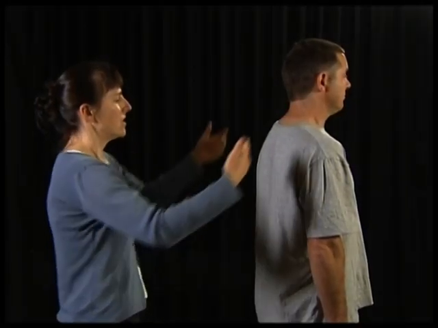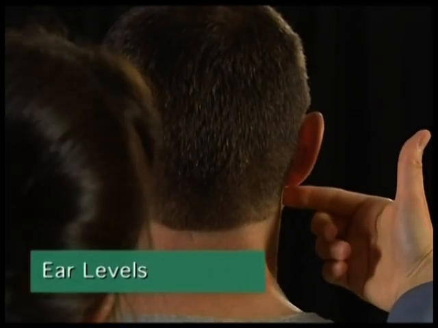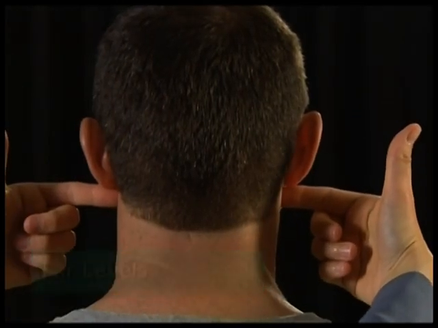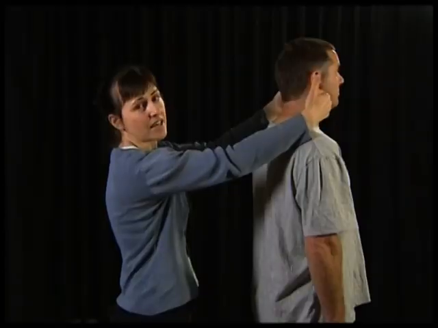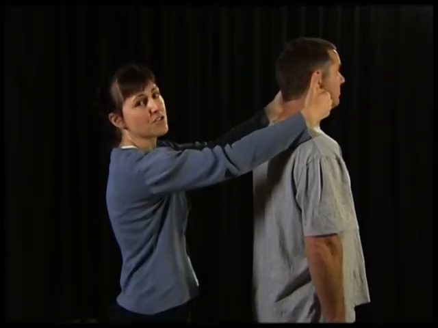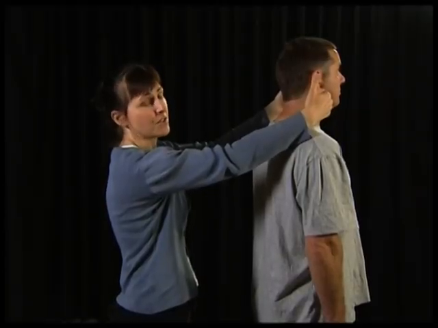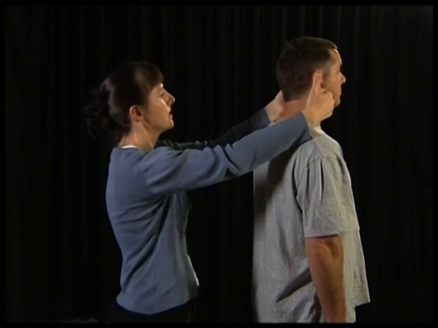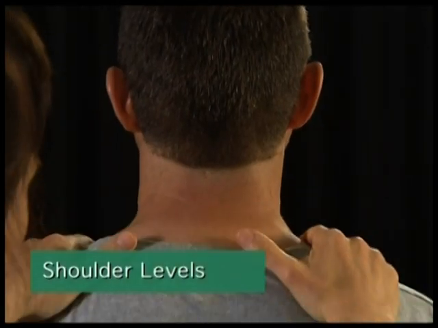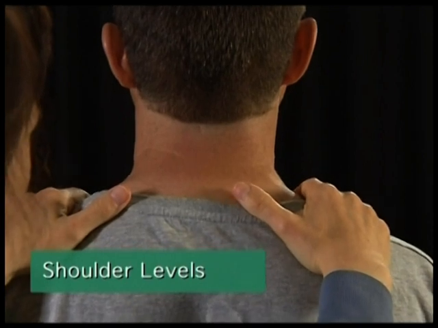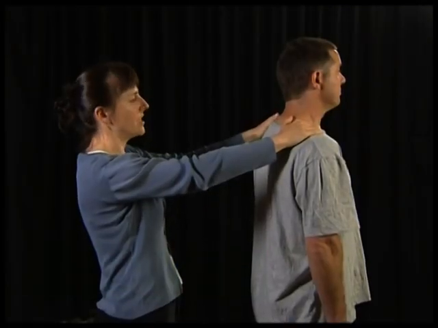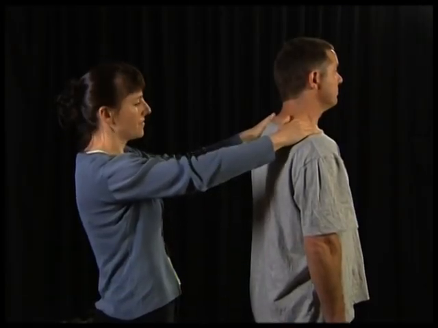This is your posterior observation and palpation standing. We start with the ear level, and to perform this test, we can use our fingers as a gauge to whether or not there is a superior or inferior difference bilaterally. Then we go to the shoulder level. You can use observation only, or you can use your hands to check for the levels on the shoulders.